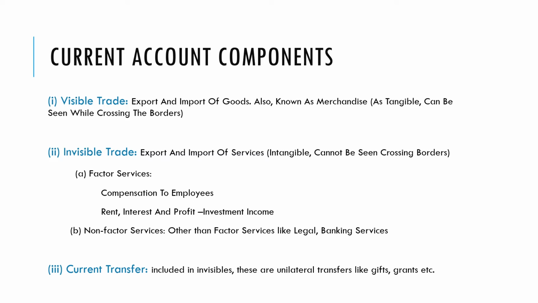The second part is non-factor services, which are all other types of services apart from factor services, like legal services or banking services, etc. The third component of current account is current transfers. These include invisibles, that is, again services for which there are unilateral transfers like gifts, grants, etc.